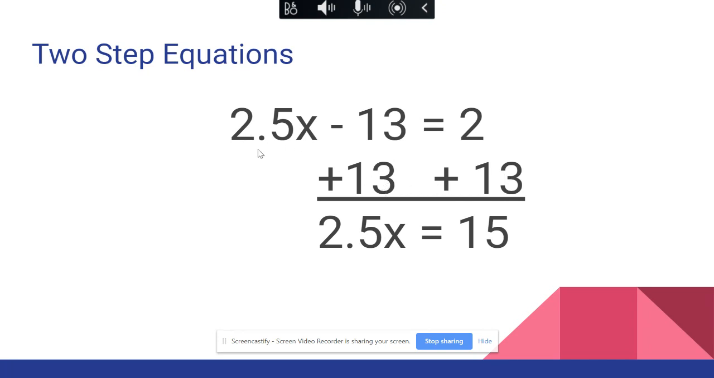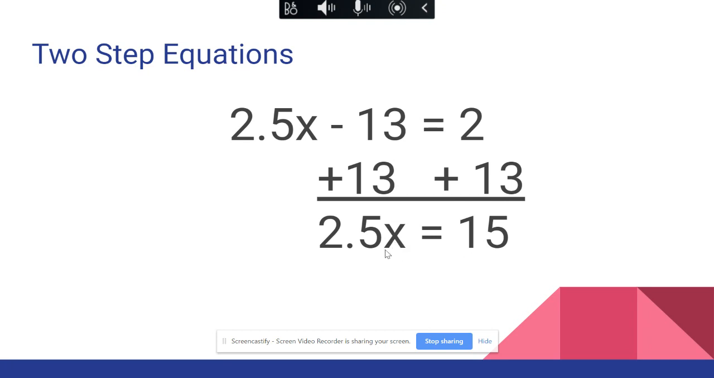Okay, my variable 2.5x has to come down. Bring it down. -13 plus 13 cancels. It's a 0. So it canceled. I just have 2.5x. Bring down the equal. 2 plus 13 is equal to 15.